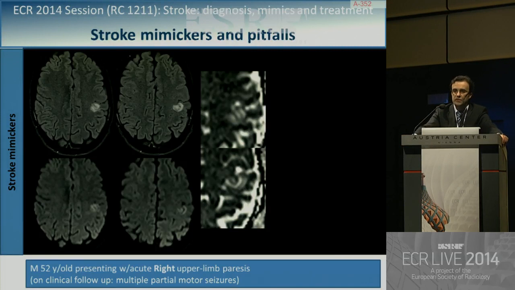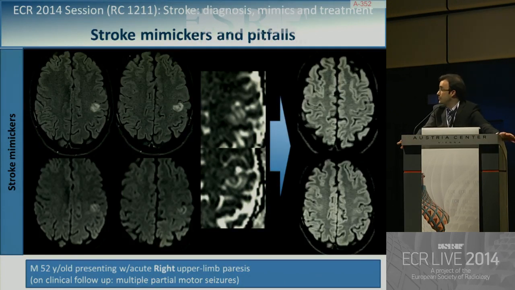This patient was coming within the time window for IV treatment, and he had a right upper limb paresis. When you see the MR, the FLAIR image on the top and the diffusion images on the bottom, you see a hyperintense cortical-subcortical lesion over the motor area. If you look carefully, you see that the cortex has some restriction, and the subcortical white matter has vasogenic edema. After the clinical follow-up, the patient was again having motor seizures, and with control of the seizures, everything went away.